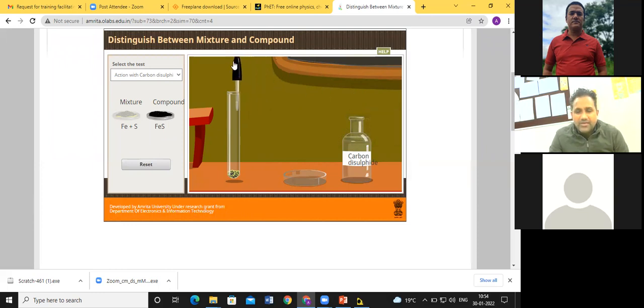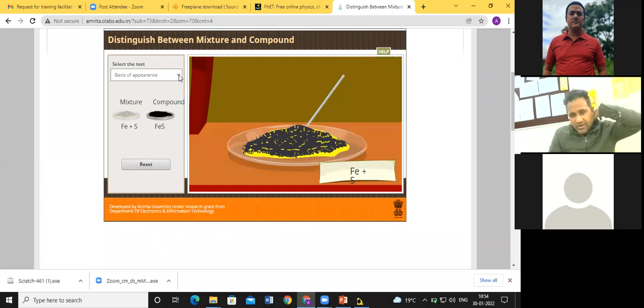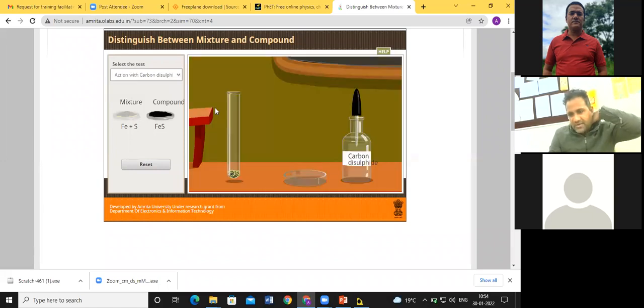Let's suppose I take a dropper here, and add a few drops of juice. Let's see, wait, let's reset it. What I have taken is carbon disulfide as the test, and I have taken a mixture. Let me take the test tube.